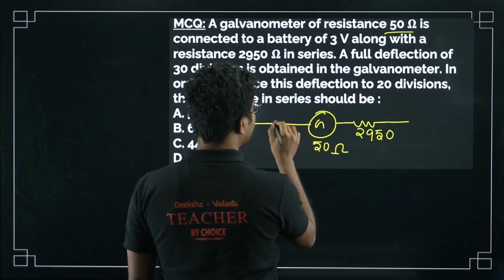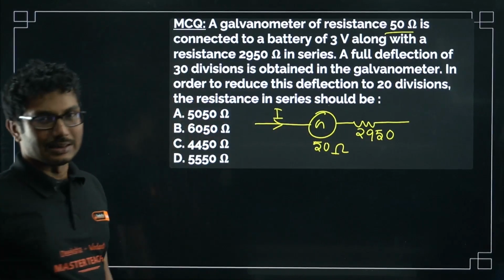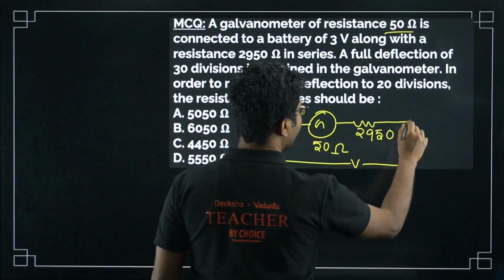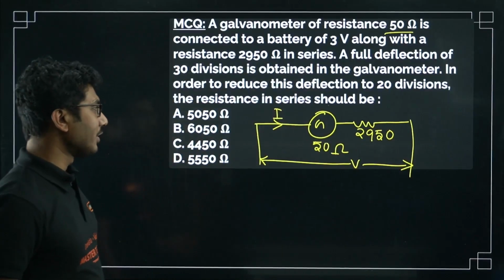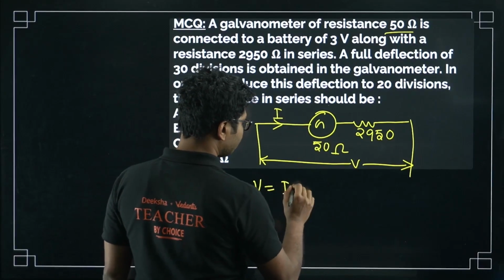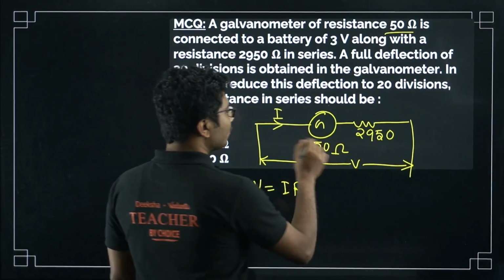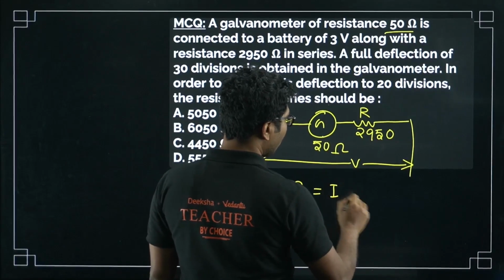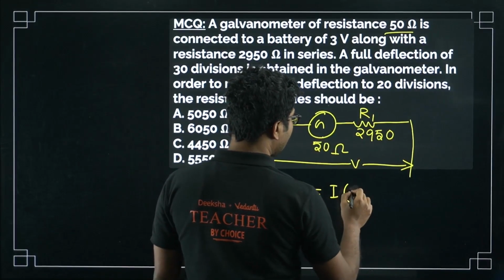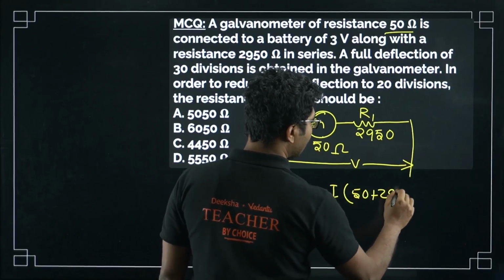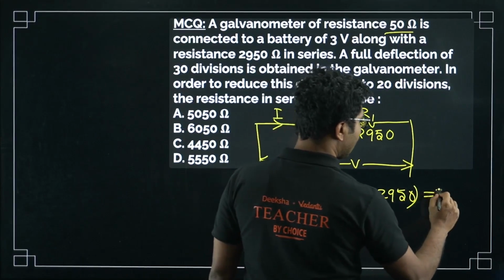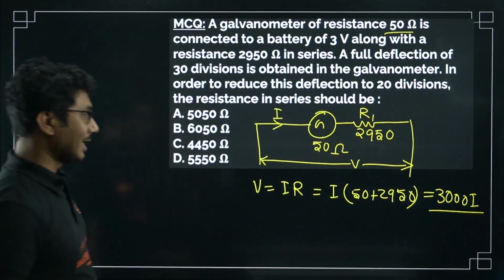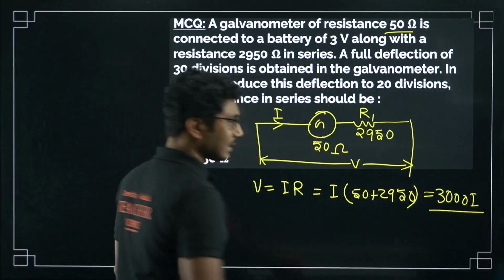Suppose the current passing through this galvanometer is I. Now what is the voltage drop across this? Obviously current is given, so we can calculate the voltage drop. V is equal to IR. Now what is R here? The galvanometer and this resistance are in series, so you just need to add them. This is R1, it will be 50 plus 2950, definitely 3000. We can see that from the given question. So 3000 into I, the current through the galvanometer, is the voltage across the galvanometer, right?